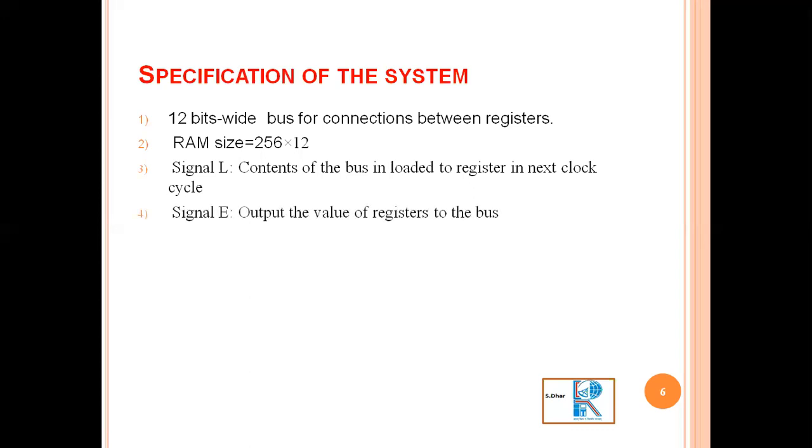E means enable. That means the data will be transferred from the particular component to the bus, and loading means data will be transferred from the bus to the particular component. This is the meaning of loading and enable signal. And the instruction size, you know, is 12 bits. This is a 12-bit machine. Instruction size is 12 bits, where the opcode is 4 bits and the remaining is the operand. That means the address is 8 bits. This is the specification of a small digital computer which I have shown in the previous slide.